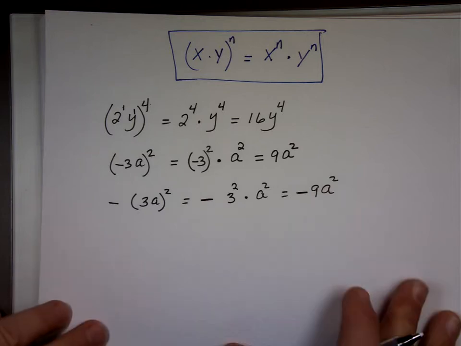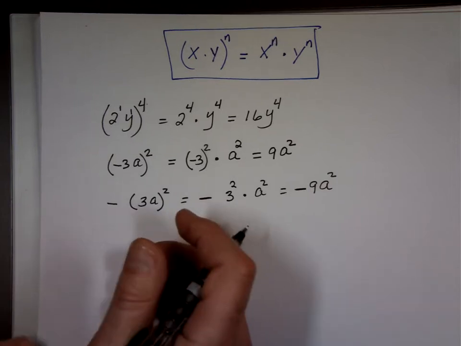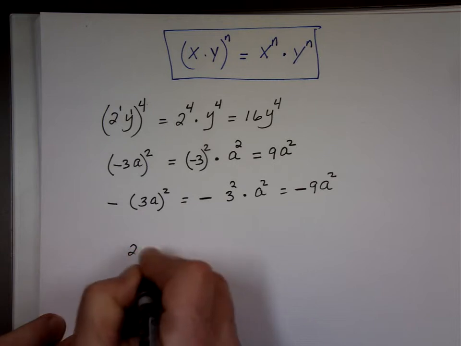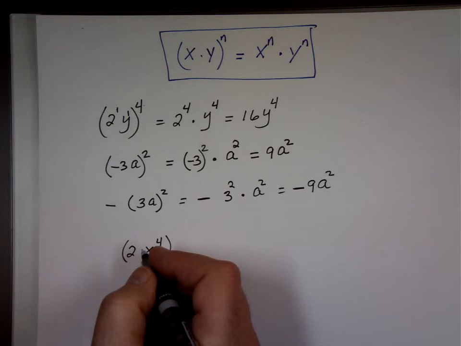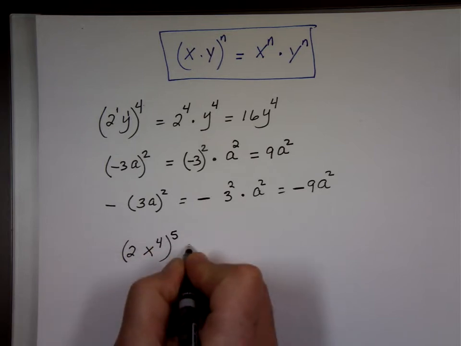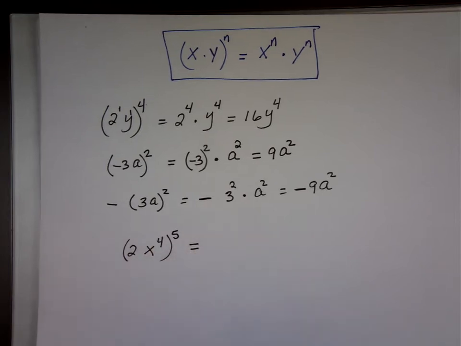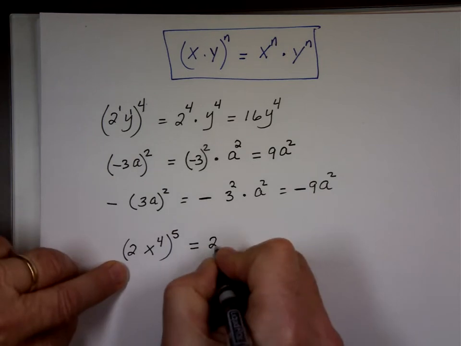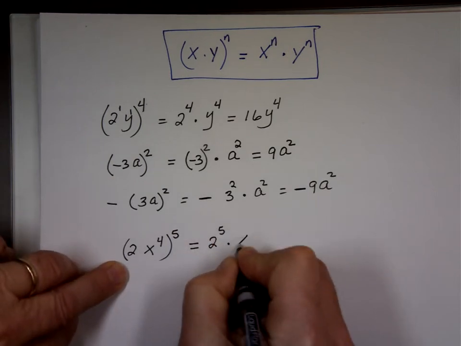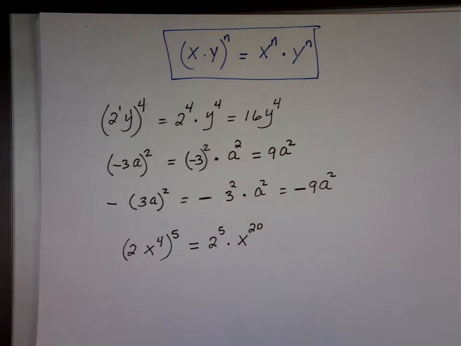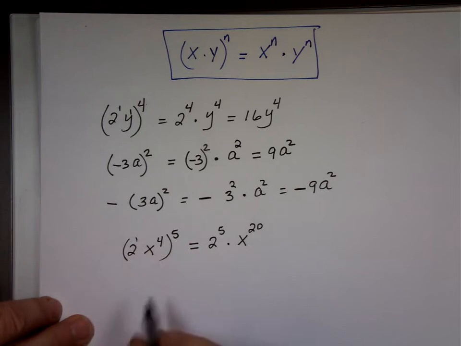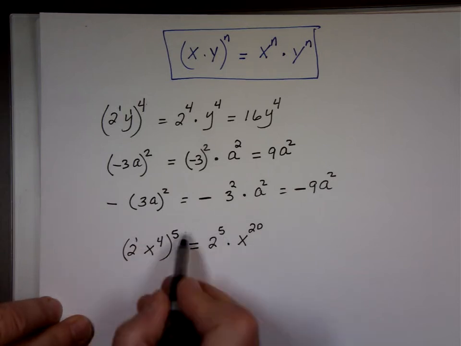Let's make them a little bit bigger. I'm just growing with these problems. 2x to the 4th, the whole thing to the 5th power. If you got any question, just ask them. 2 to the 5th. Good? Carl, 2 to the 5th times what? x to the 20. Excellent. Why? Well, Carl, this is the power. 1 times 5 is 5. 4 times 5 is 20.